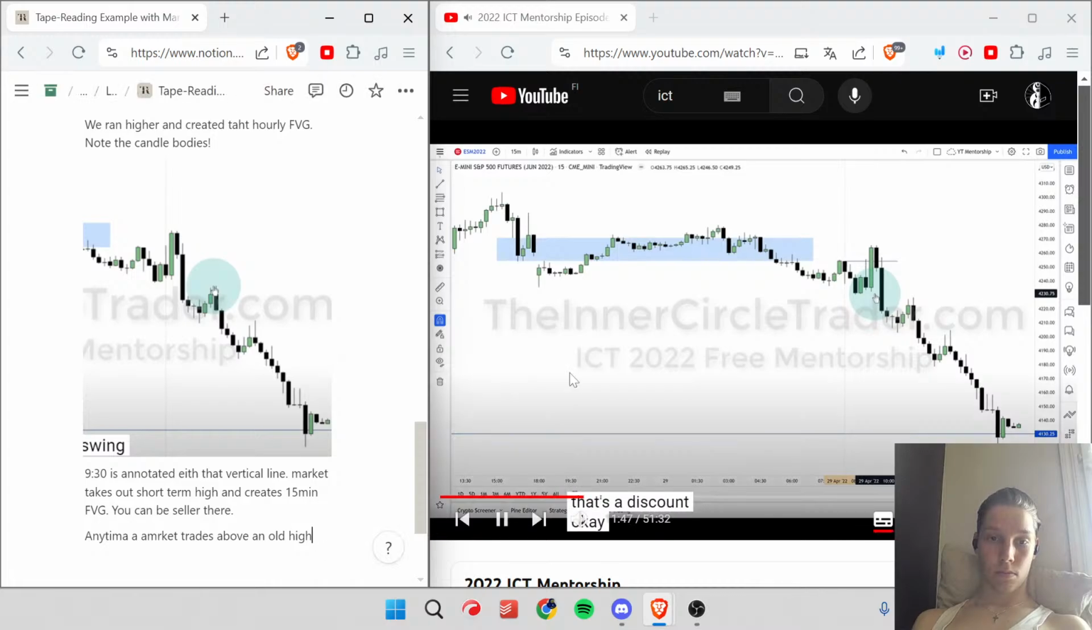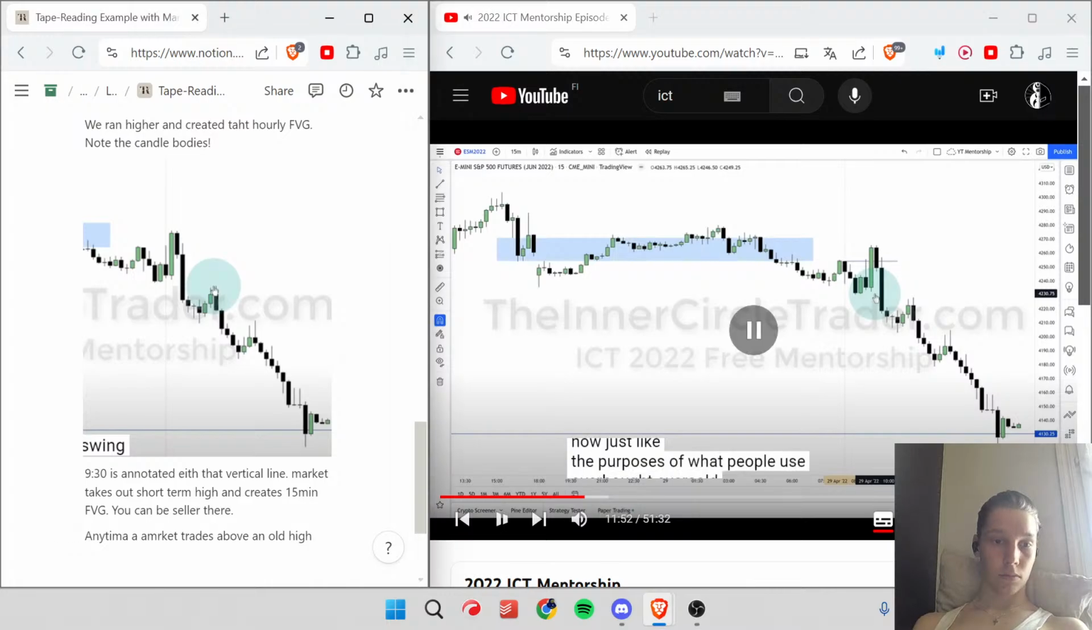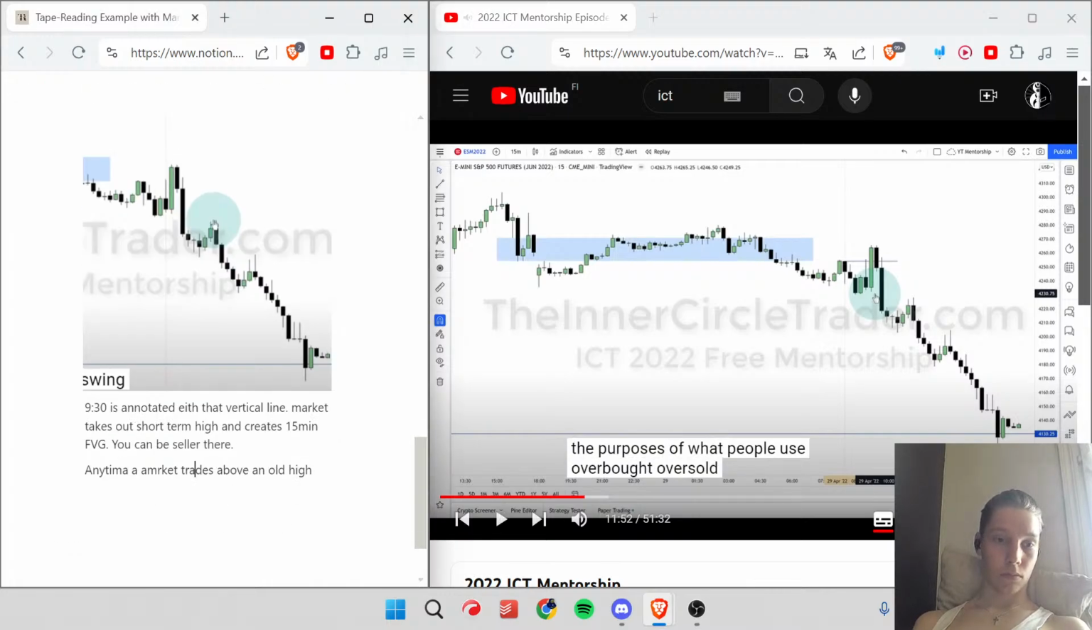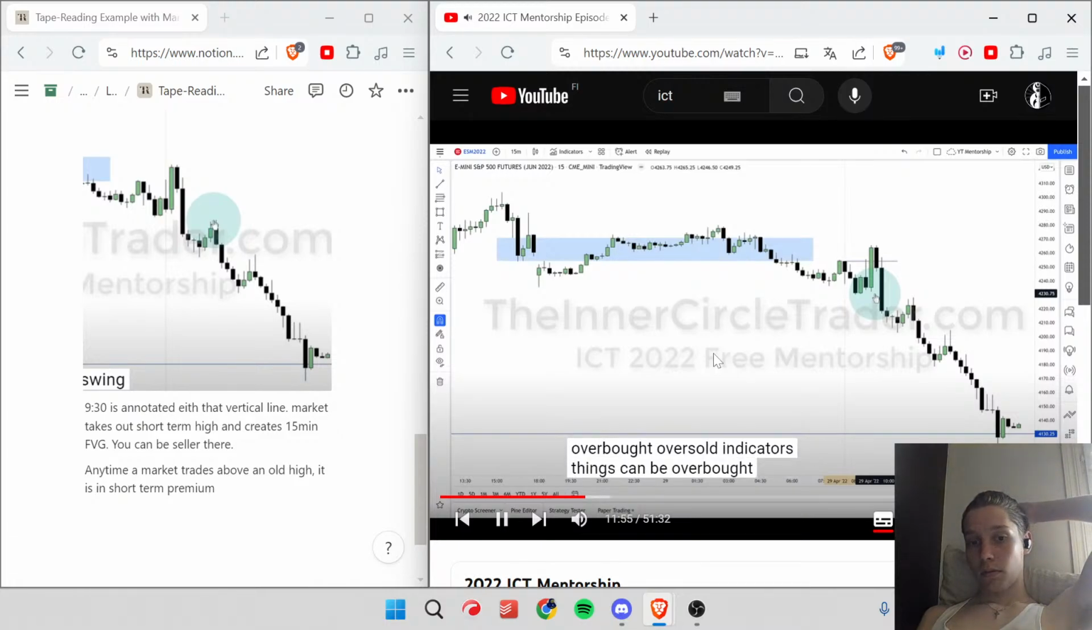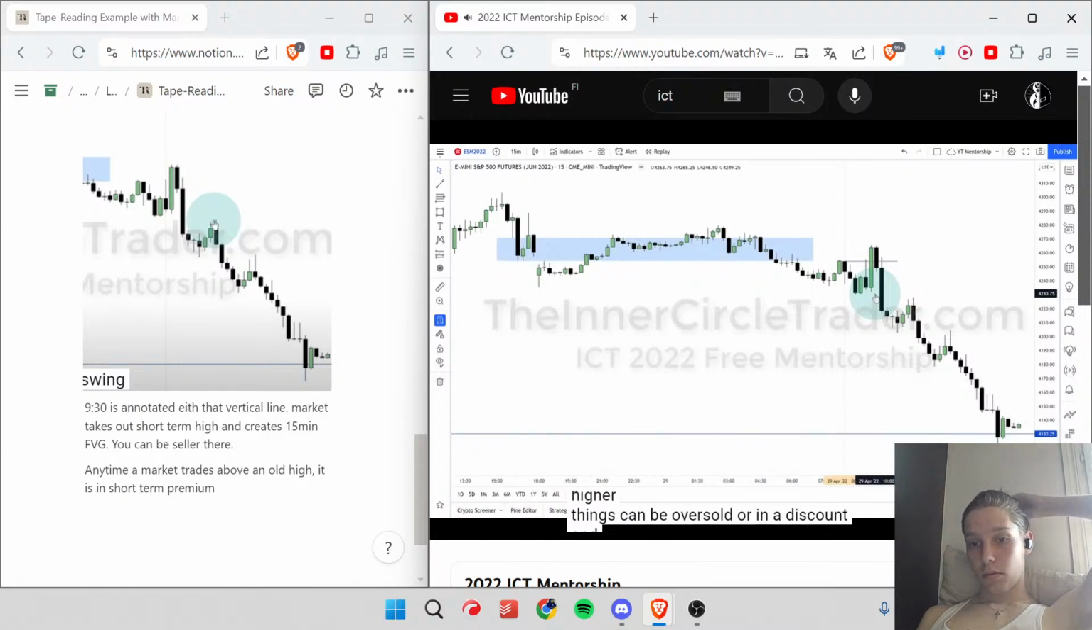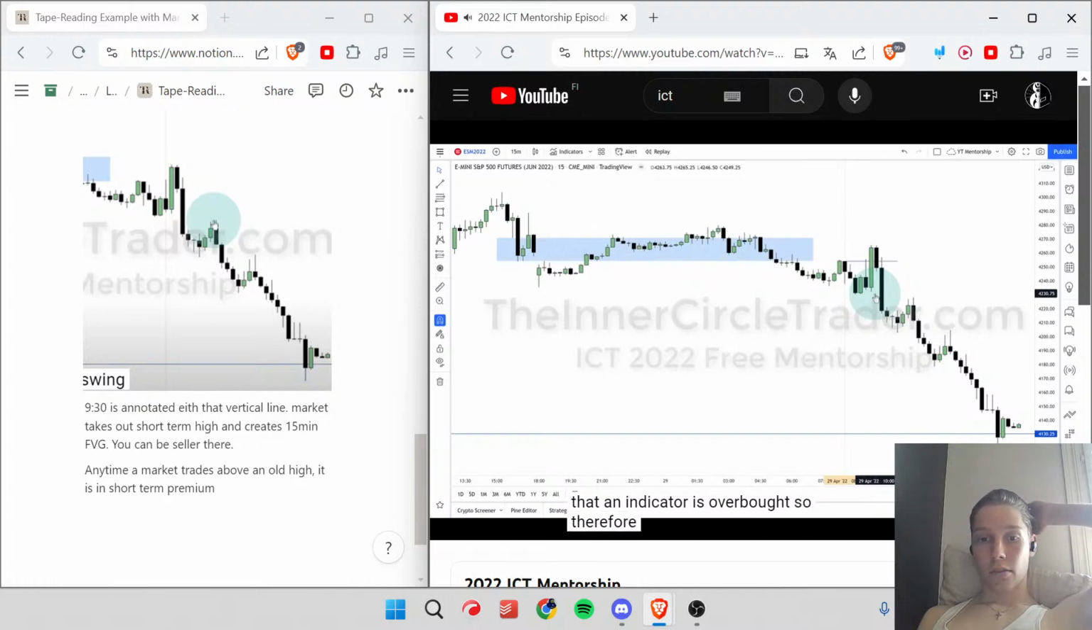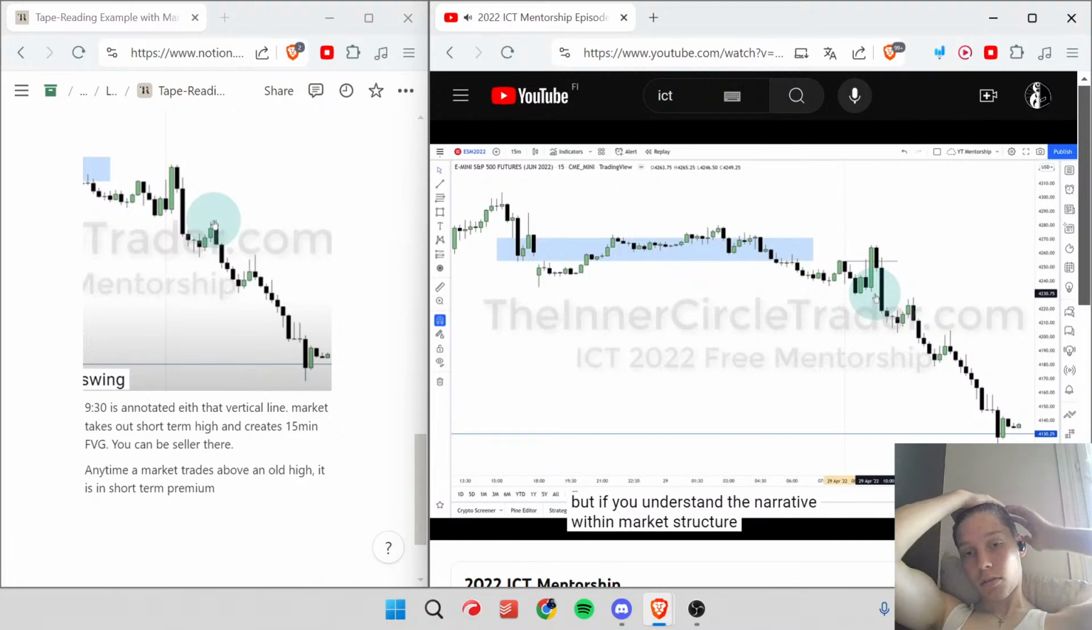Okay. Now, just like the purposes of what people use overbought, oversold indicators, things can be overbought and still go higher. Things can be oversold or in a discount and keep going lower. Okay. See, that's why I'm suggesting that when people are studying price, they can't just assume that an indicator is overbought, so therefore it's a good sell or a shorting opportunity. It's not always.